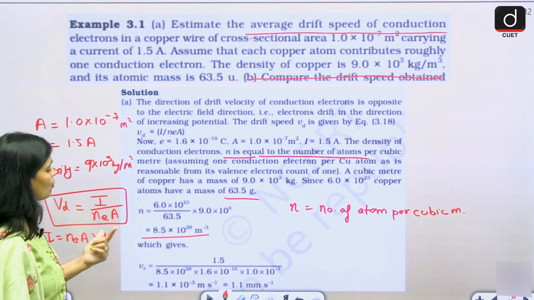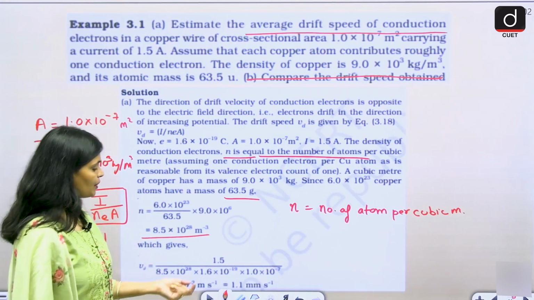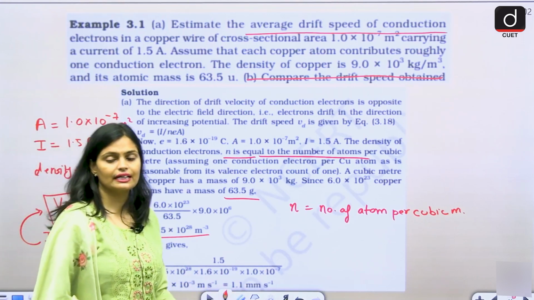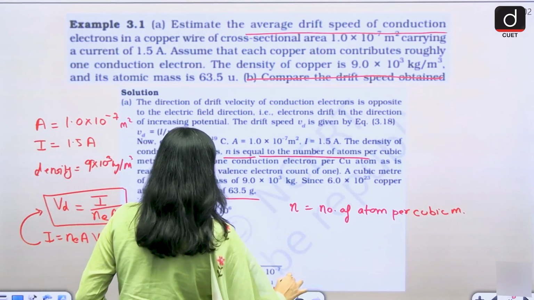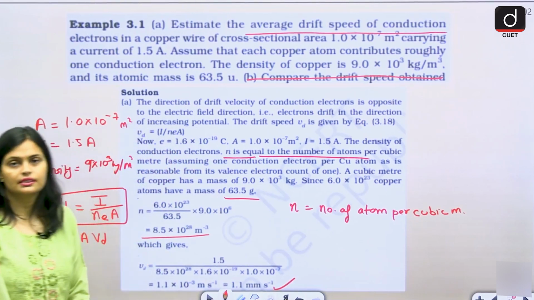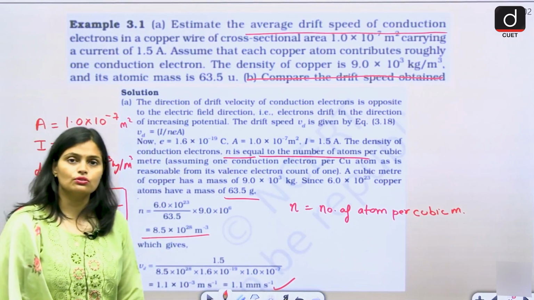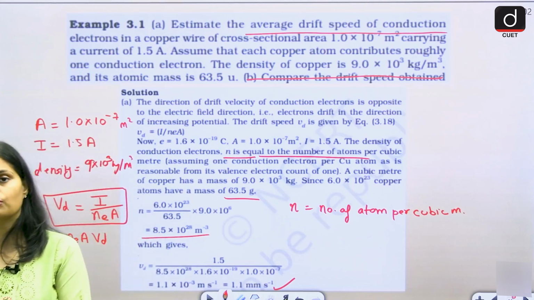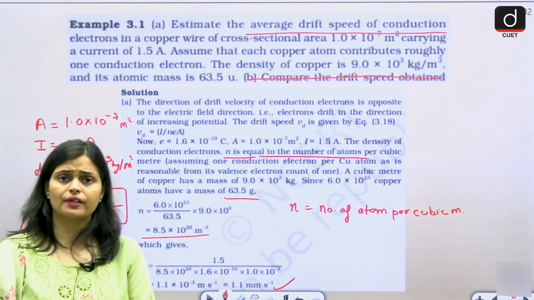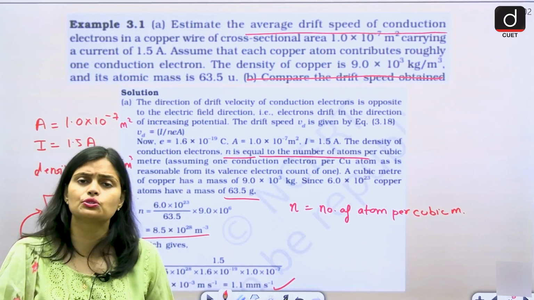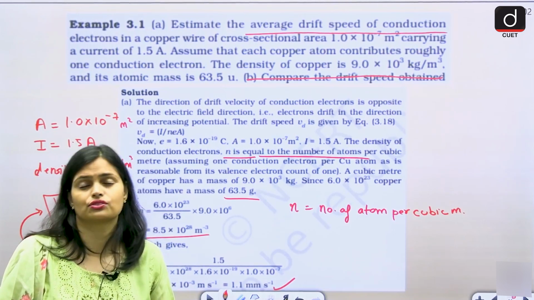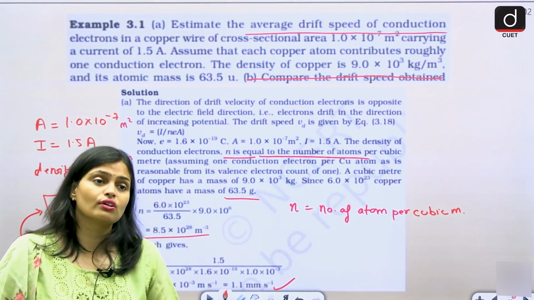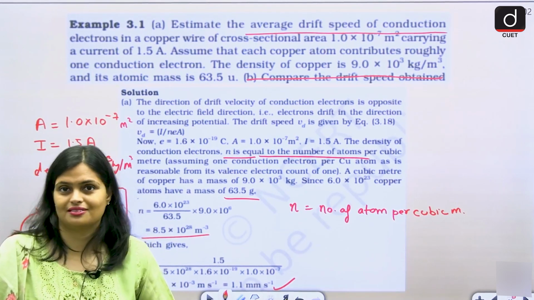Now you have all the values; just put them in and you will get the answer, 1.1 mm per second. So like this you may expect questions in your exam, so you have to practice such questions. For that, just go through all the in-text questions. Please practice all the NCERT in-text questions.